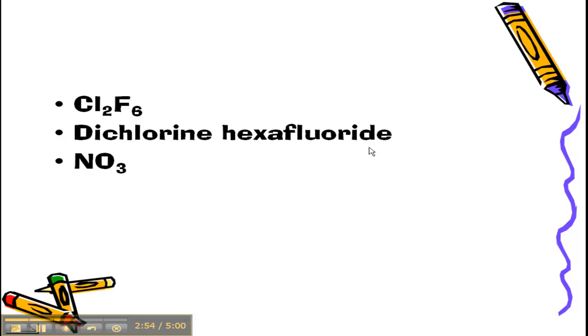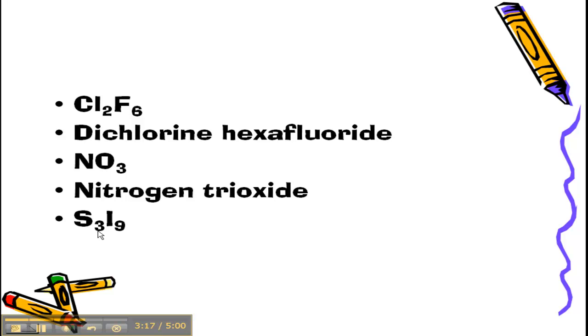NO3. Now you might be tempted to put nitrate on this one, but notice there is no charge of -1. So a lot of your polyatomic ions, if they have no charge, they are going to be covalent. Alright, so no charge here. That means we have 1 nitrogen, so we just put nitrogen, not mononitrogen. And 3 oxygen means trioxide. So nitrogen trioxide is NO3.